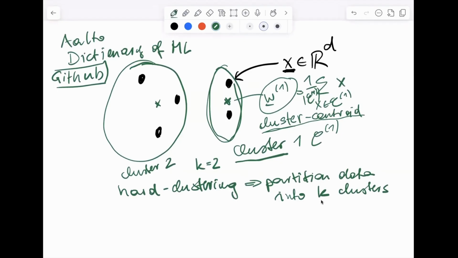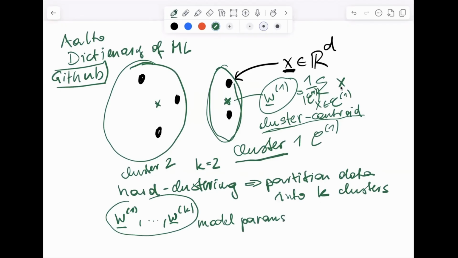Is parameterized by the cluster centroids. So we have the first cluster centroid up to the kth cluster centroid. And in a sense, these are the model parameters. So these here are model parameters for k-means, for this hard clustering model.